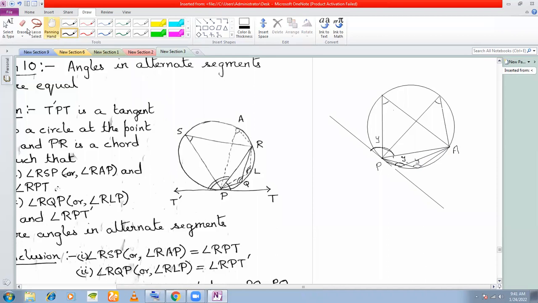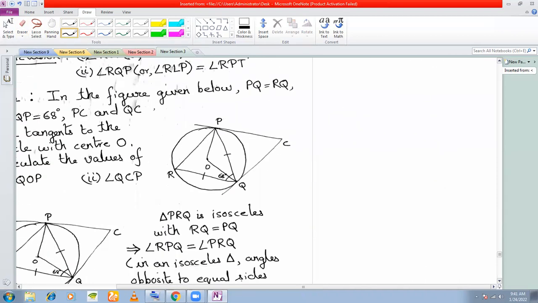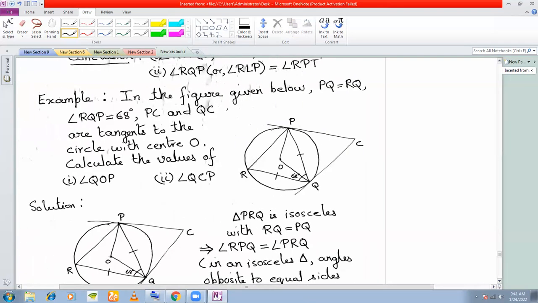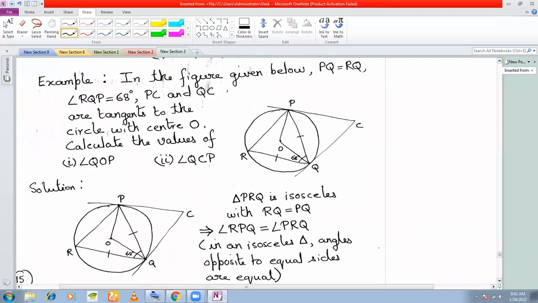So now once we know what we mean by angles in alternate segments, we should be in a position to solve this problem. Look at this. In the figure given below, PQ is equal to RQ, which is already marked in the figure. Angle RQP is equal to 68. So this angle here is given to be 68.